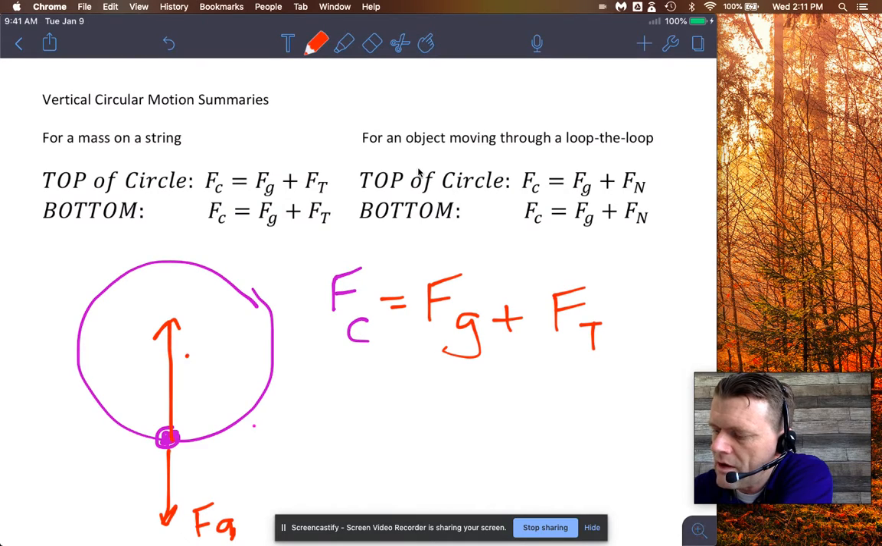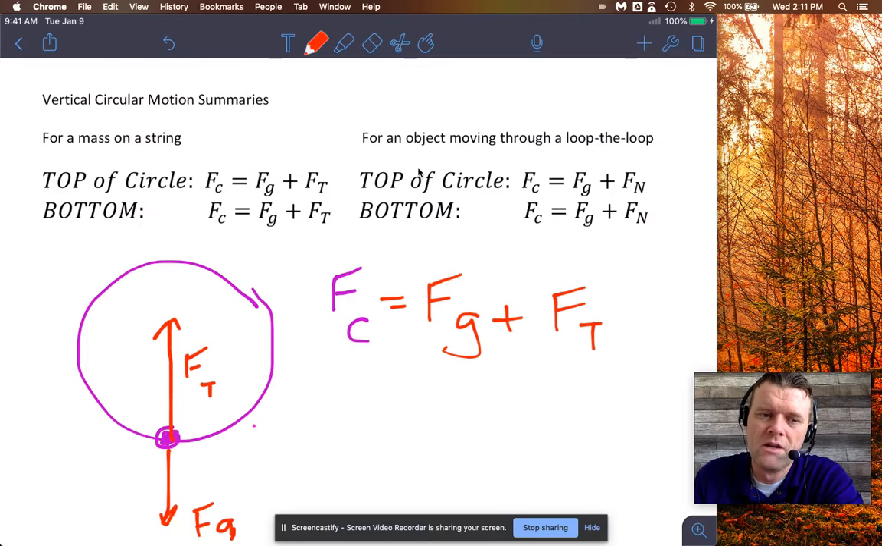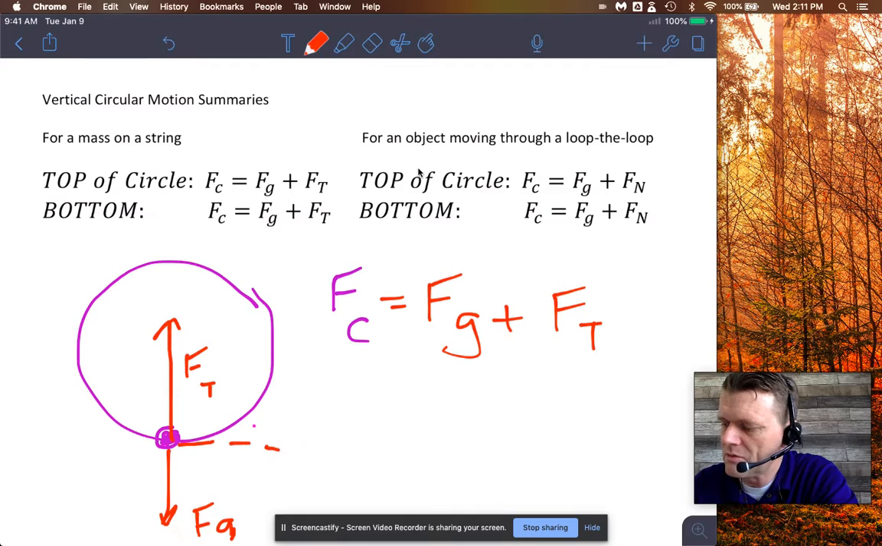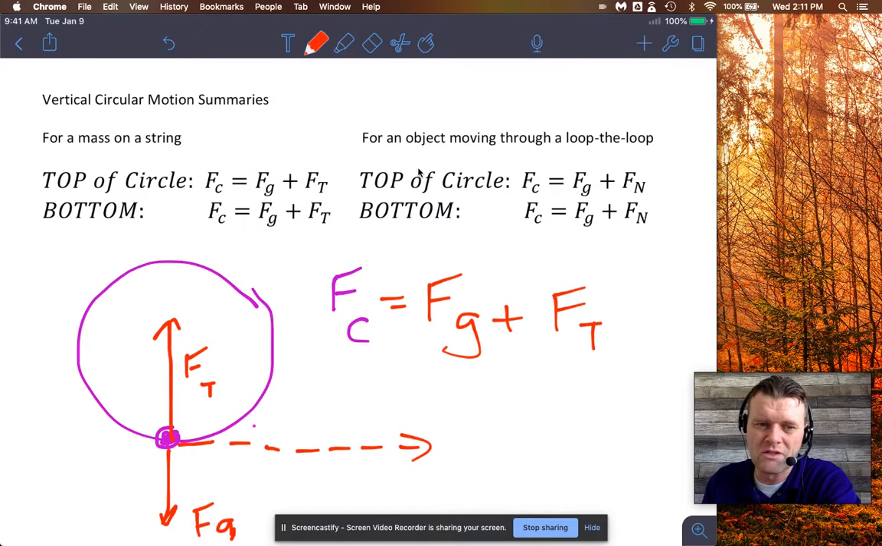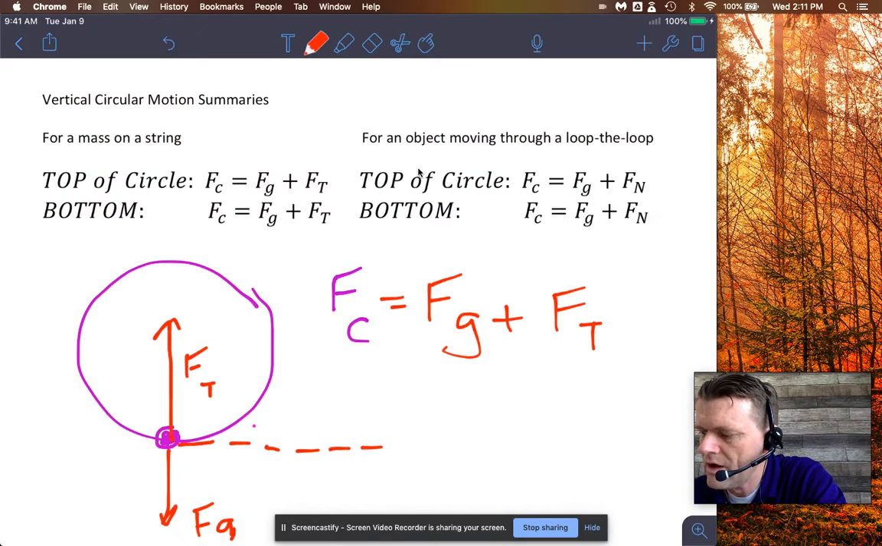And I'm drawing this a lot bigger on purpose because the tension has to match gravity and then be even greater than gravity to keep the mass moving towards the center. I mean, you can imagine if the tension was equal to the force of gravity at that point, then the mass would just keep going horizontally because there isn't an unbalanced force acting on it to pull it into the center. But that isn't happening.